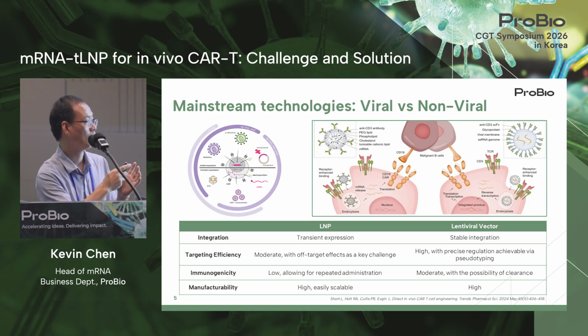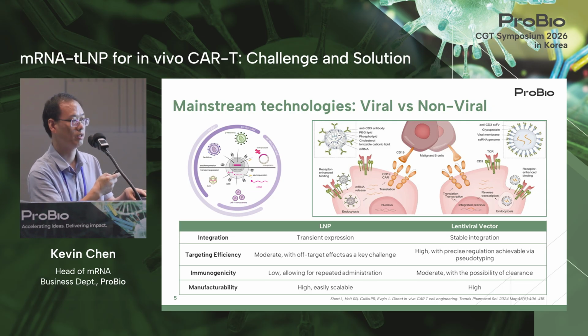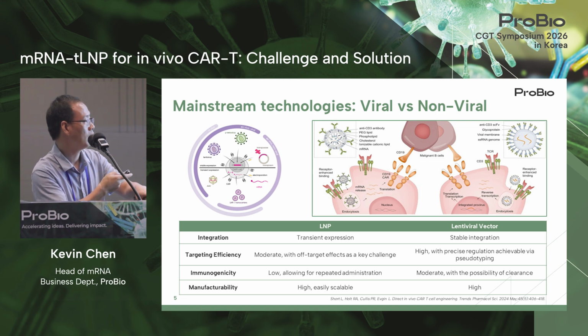The LNP will be moderate, with off-target effect as a key challenge in the CMC process. And the lentiviral has a higher targeting efficiency because it's from nature. The LVV has much higher targeting delivery capabilities. And the immunogenicity is also different, because the non-viral has much lower immunogenicity, but the lentiviral has a higher immunogenicity. And the manufacturability is also a little bit different.